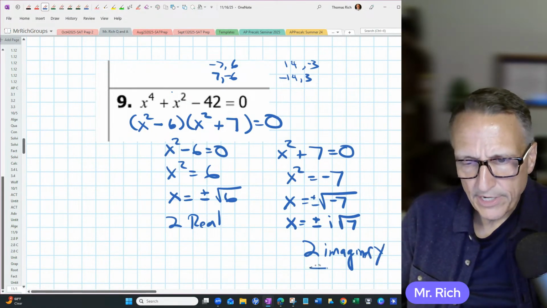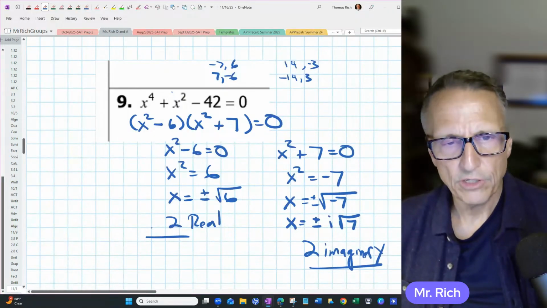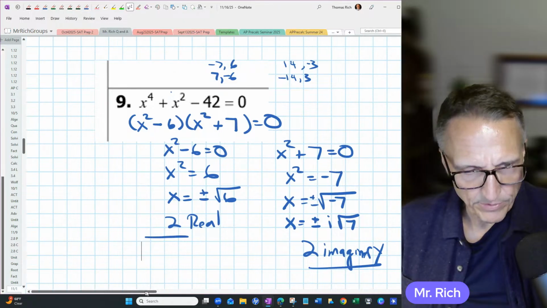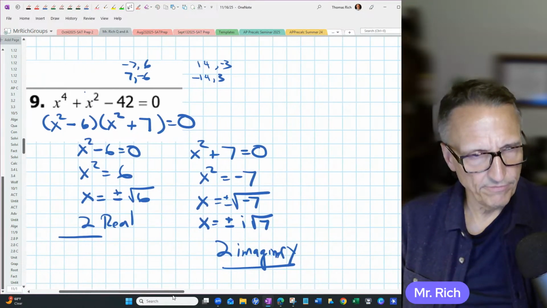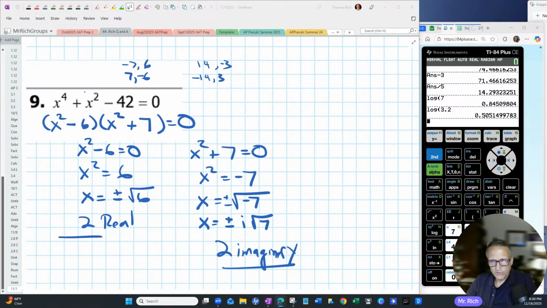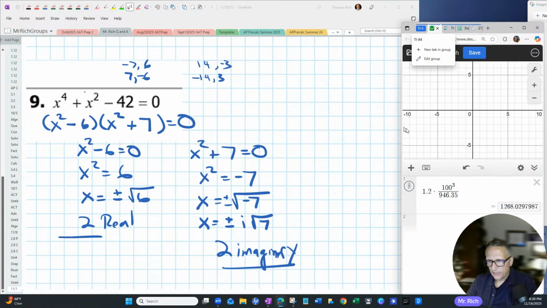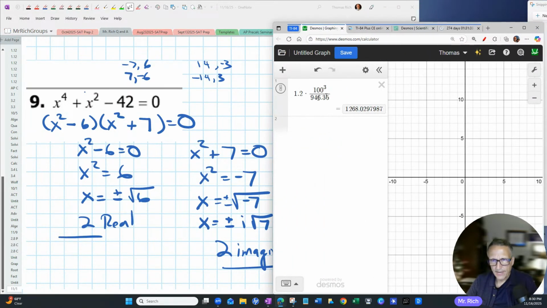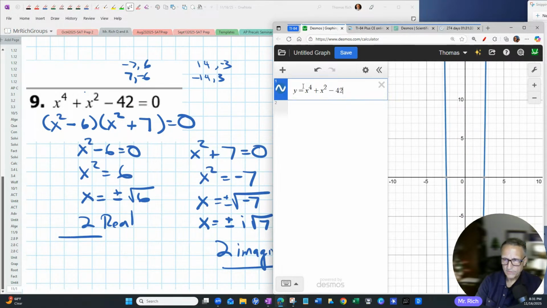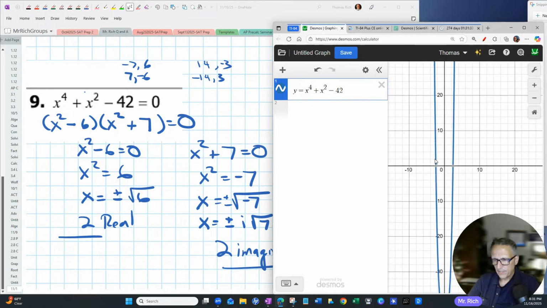Now, when I coach students, I always like to show them what things look like in a graphing context. What does this look like if I were to graph the function y equals x to the fourth plus x squared minus 42? So what I'm going to do here is pull up Desmos, and we are going to take a look at the graph. Let's spread this out just a tad, and then let's graph y equals x to the fourth plus x to the second minus 42. And that is the function.